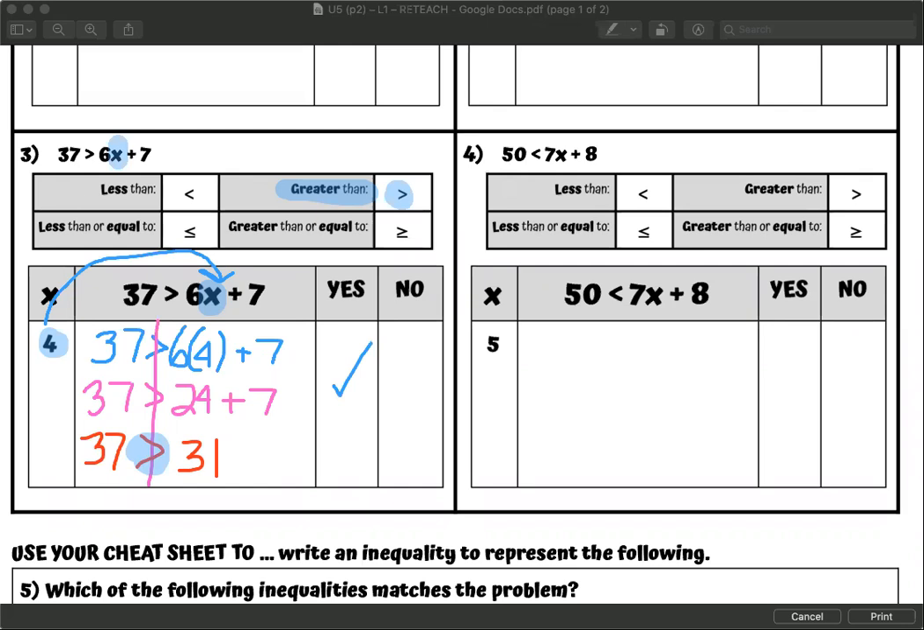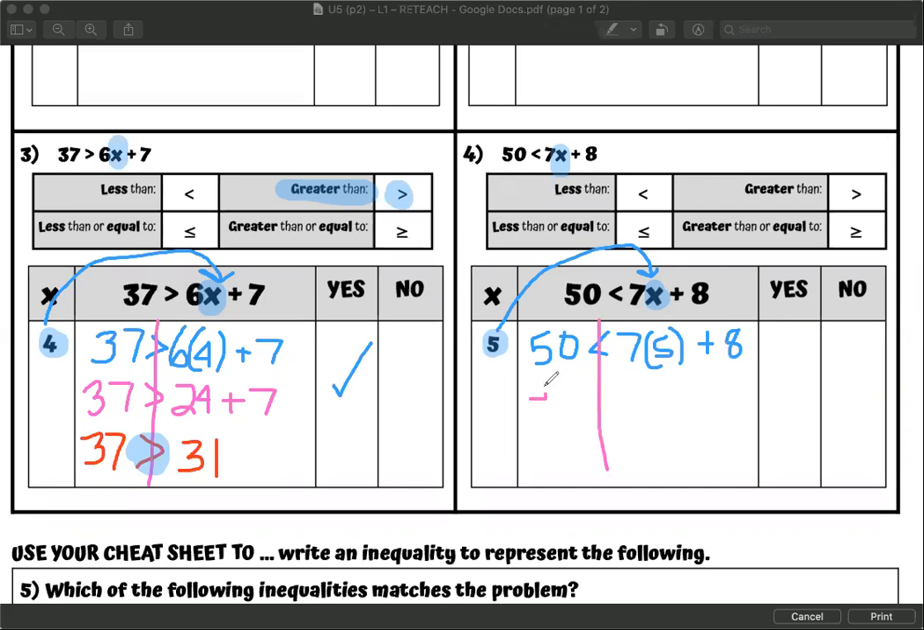All right, number 4, highlighting my variable, highlighting the number that we're going to plug in for that variable. So 5 is plugging in where x is. So I'm going to rewrite my 50, rewrite my inequality symbol, 7, parentheses where the x is. We're going to plug in 5 for x plus 8. Now let's actually calculate this.